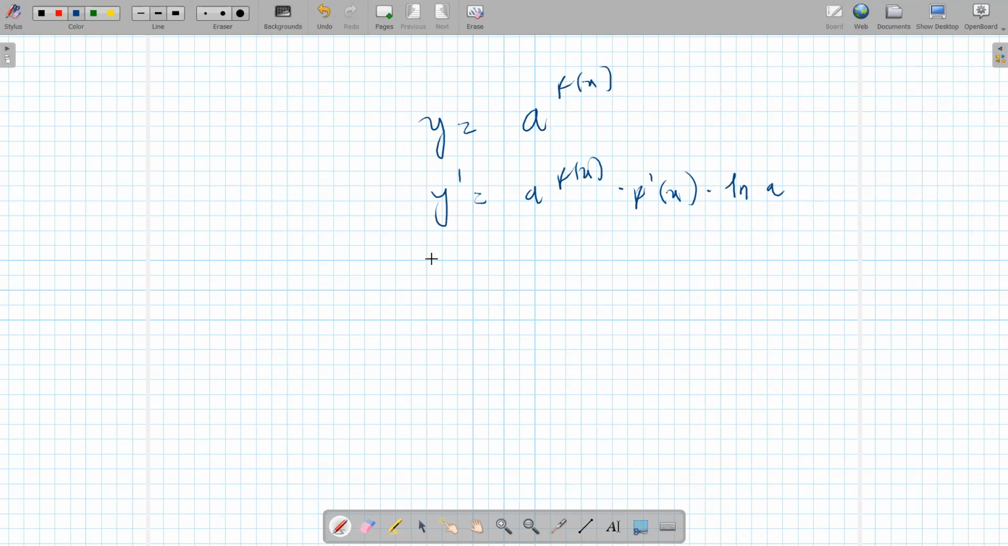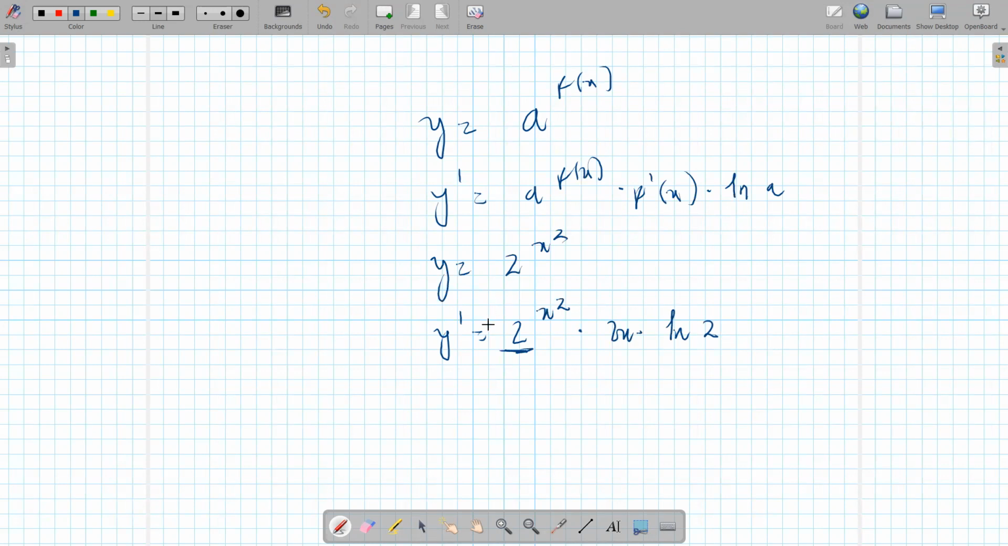For example, y is, let's say, 2 to the power of x squared. So now a can be any number. Doesn't have to be e. y prime is going to be itself, 2 to the power of x squared. What's the derivative of the exponent? 2x. 2x times ln of the base 2, this base.